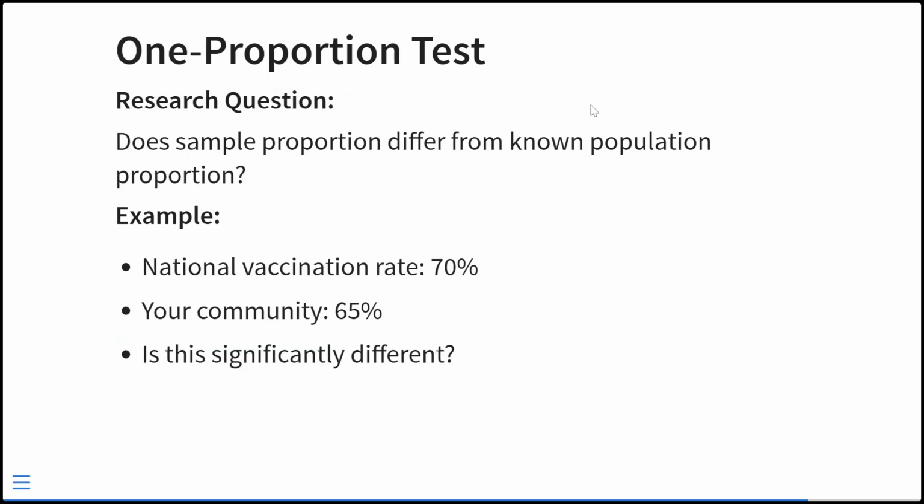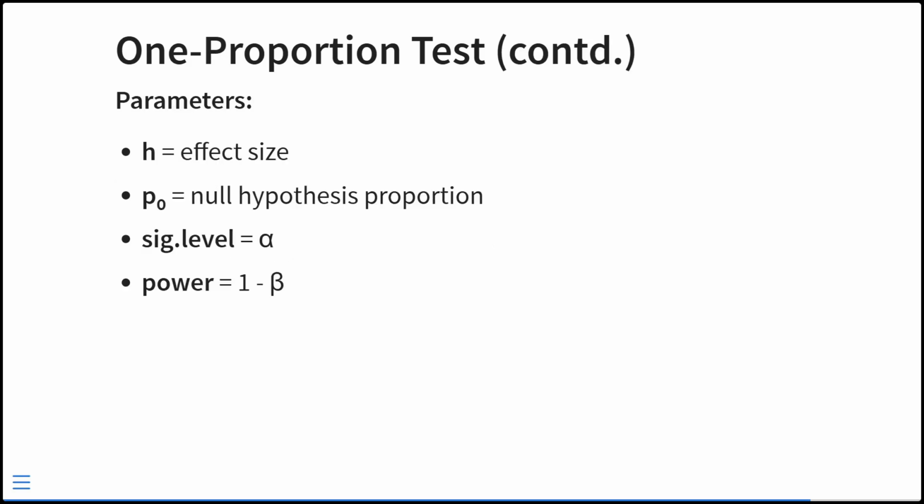So for one proportion test, does the sample proportion differ from the known population proportion? This is the research question. For example, the vaccination rate in your community can be 65% while the national rate is 70%. Is this significantly different? You are going to see whether that of your community is different from the national vaccination rate.